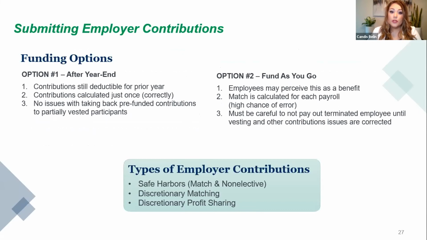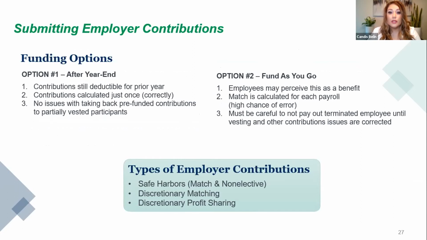So funding options for your employer contributions, as you can see below, the different types of contributions: safe harbors, matching, non-elective, discretionary matching, and profit sharing. Option 1 is if you fund after the end of the year. We're calculating it one time. We don't have any issues with having to take back pre-funded contributions to partially vested participants, anything like that. We gather the data, we calculate it once, we provide you the amount, and that's when you deposit it.